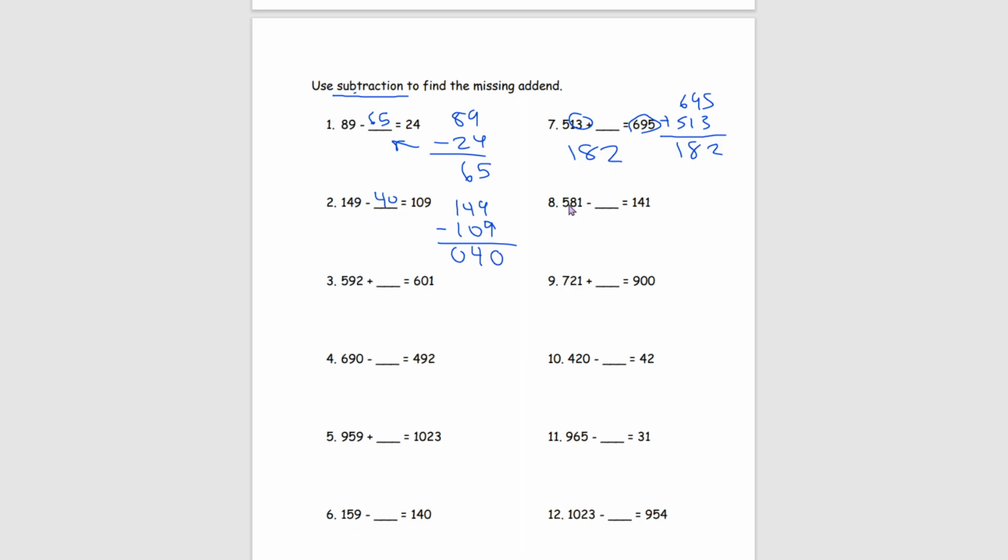And for our last example, we have 581 minus blank equals 141. We're doing the same thing as we did for number 1 and 2, where we're just doing 581 minus 141. And we get 0, 4, 4. And our answer for number 8 is 440.